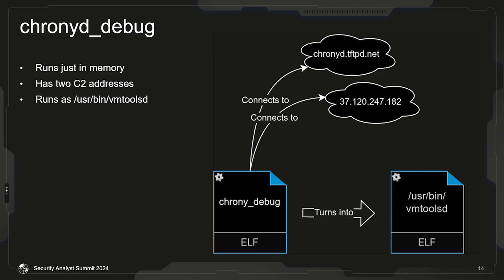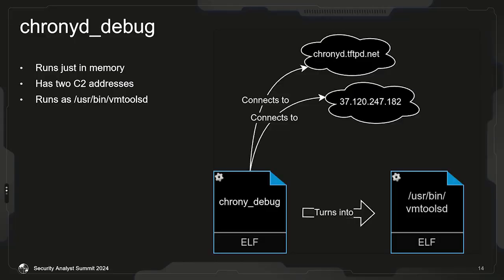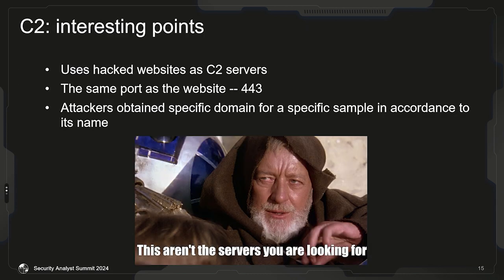And last for today is the HornD debug file, and there are two interesting points about it. First, it contains two addresses for C2 communication instead of one, and the next is that the mimic process doesn't match the file name. And a few words about the intruders' infrastructure.